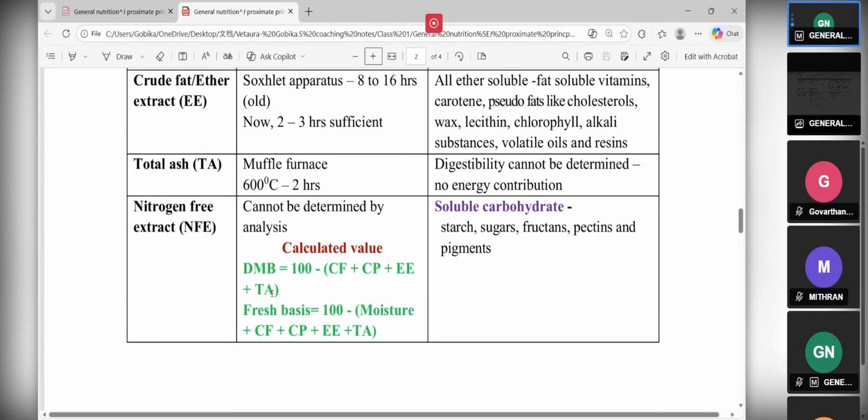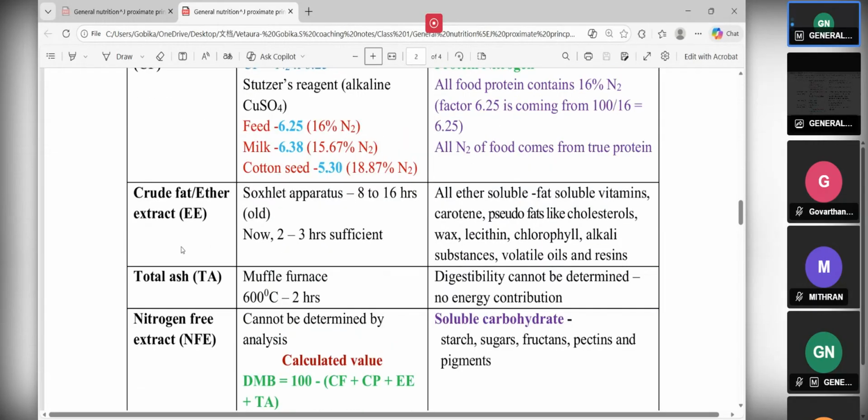Then crude fat or ether extract, the fourth component in proximate principles, is estimated using the Soxhlet apparatus.